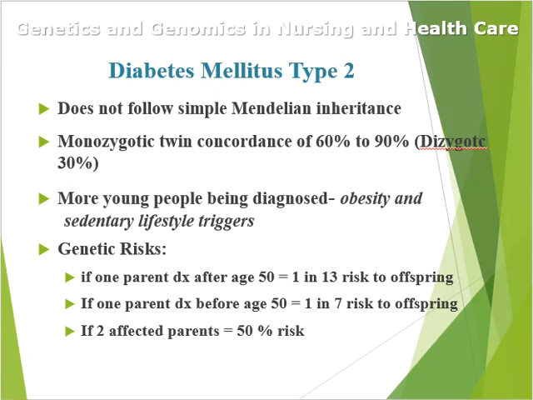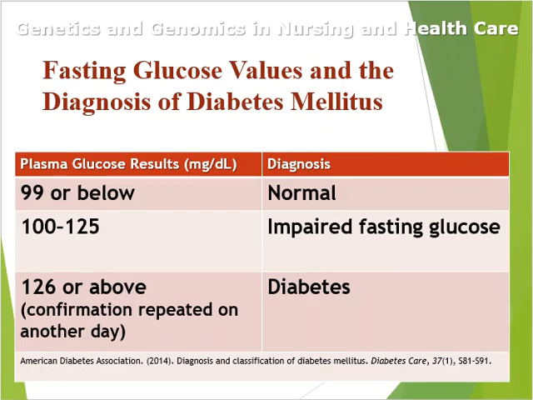More young people are being diagnosed as a result of obesity and sedentary lifestyles. Those are the triggers, the environmental triggers for that. So genetic risk, if one parent is diagnosed with diabetes mellitus type 2 after age 50, there is a 1 in 13 risk to the offspring. If one parent is diagnosed before the age of 50, there is a 1 in 7 risk to the offspring. And if both parents are affected, there is a 50% risk. Okay, and here's just a table of the fasting glucose values in the diagnosis of the diabetes.